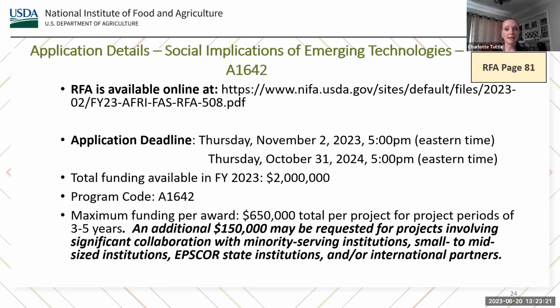So again, you can read the specific language. Our due date for this program is November 2nd of this year and October 31st of next year. It's important to know the program code A1642. And like the previous program, maximum award is $650,000. You can have an additional $150,000 if you partner with a minority serving institution, small to mid-sized institution, or an EPSCoR or international institution. Next slide.